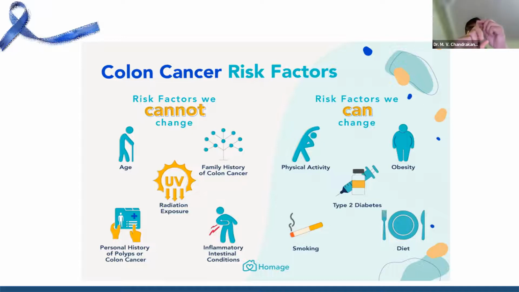Number one, I should not smoke. I should not drink. I should have proper physical activity. I should maintain a proper body weight. And very importantly, a proper diet, a diet rich in fresh fruits and vegetables with lot of fiber.